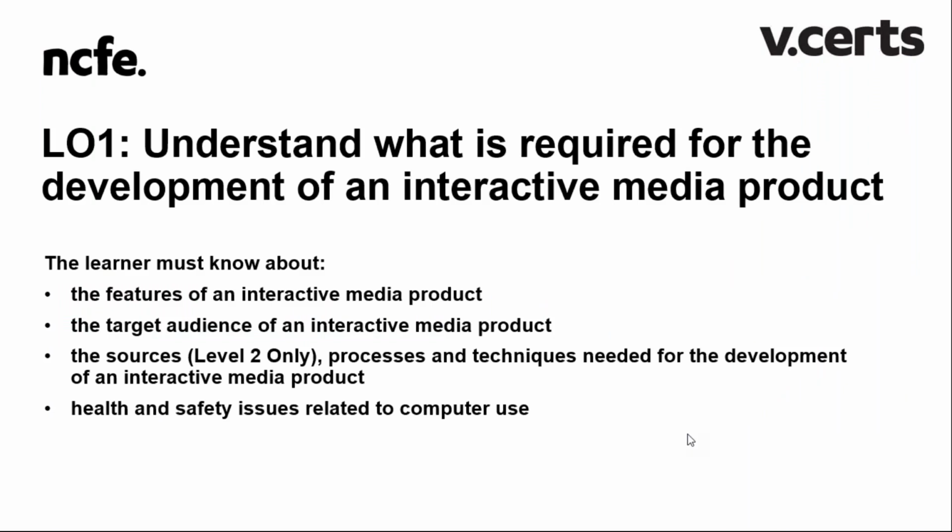So the first thing we'll look at is learning outcome 1. The learner must know about the features of an interactive media product, target audience of an interactive media product, sources, and this is level 2 only, processes and techniques needed for the development of an interactive media product, and also the health and safety related to computer use. So for learners studying the level 1 qualification, the mandatory content here is features, target audience, and health and safety issues. And for those learners on level 2, they also must demonstrate their understanding of the sources, processes, and techniques.